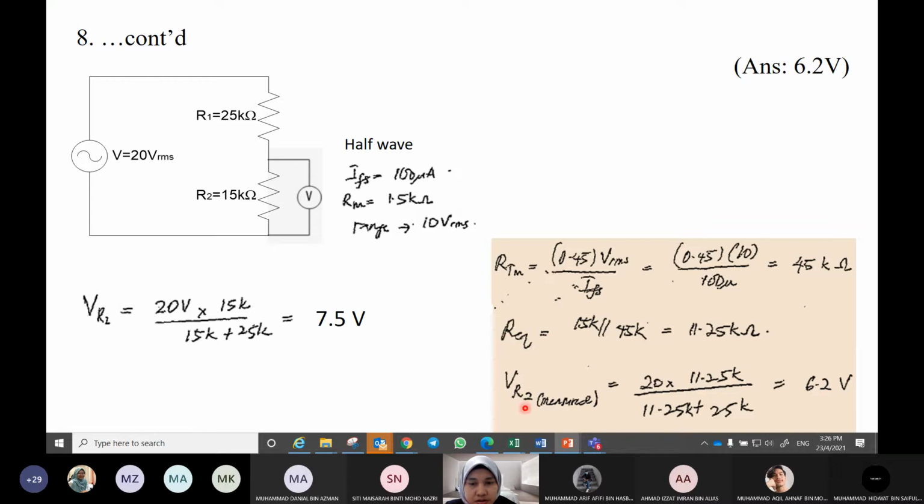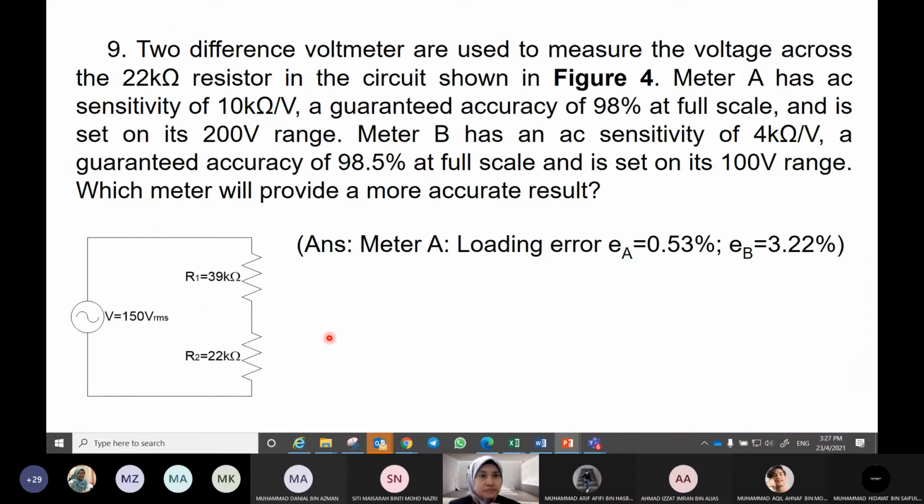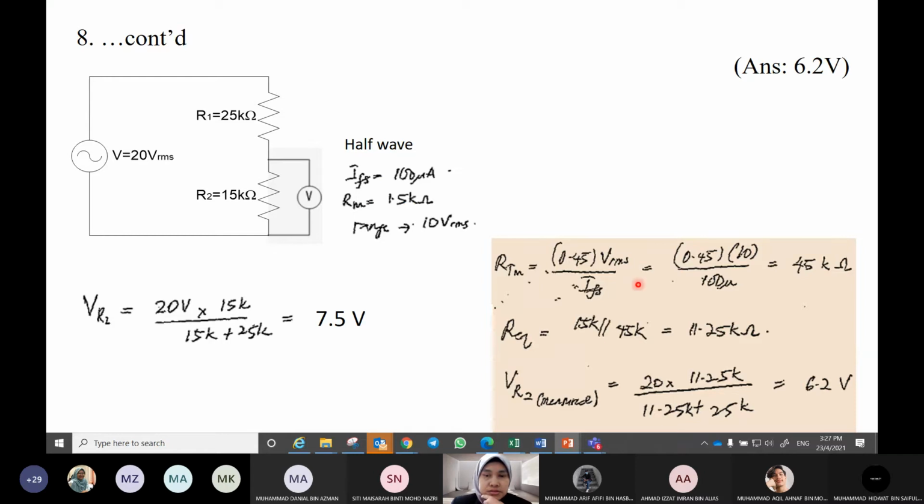Hence, what we measure by the voltmeter is with the new R equivalent. It is 11.25K divided by 11.25K plus 25K, multiplied with the voltage source of the circuit. We get 6.2. So 6.2 is the voltage measured by the voltmeter. 7.5 is the actual voltage, from the calculation. Any question? No?